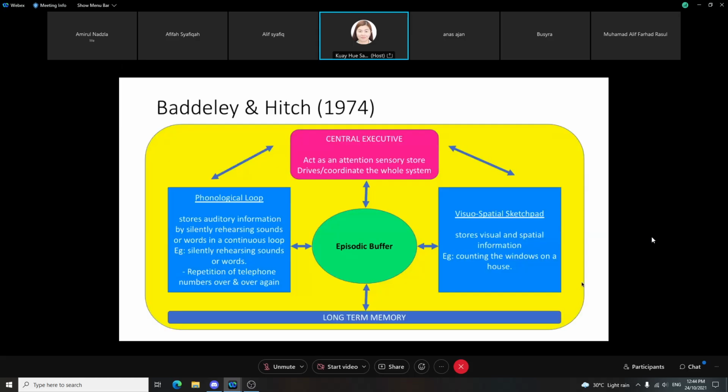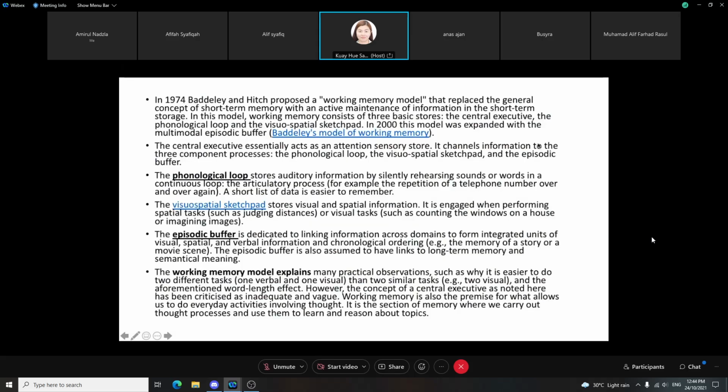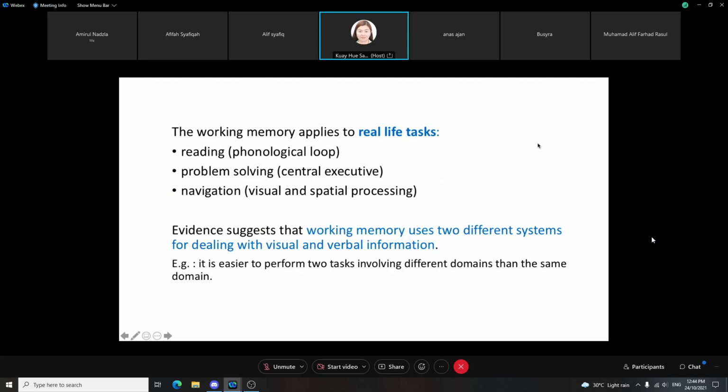Okay, why is the central executive important? As I said just now, because you need it to solve problems. You need to sit down and think actively in order to figure out how to solve a problem. And navigation as well: to move around, to drive around, to get to some place, you need navigation. Evidence suggests that working memory uses two different systems for dealing with visual and verbal information.